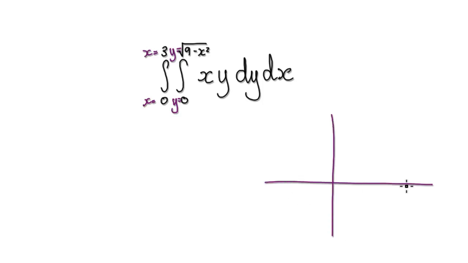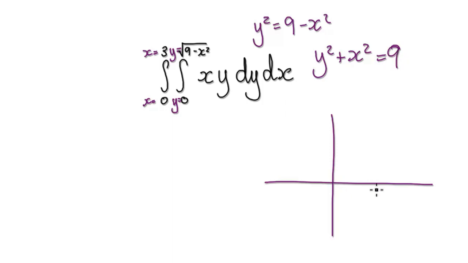Looking at this, you should have a hunch that this is a circle, because if you square both sides, that will give you 9 take away x squared, add x squared, and that will then give you this. This is a circle of radius 3. So you're talking about a circle of radius 3.